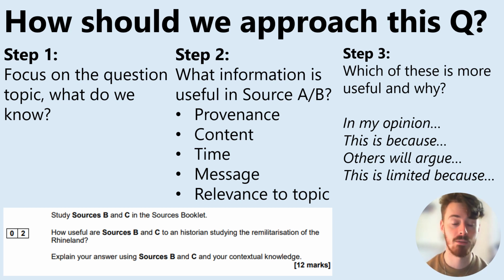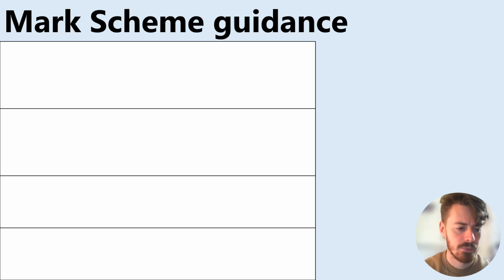The structure for this question should be a paragraph on B, a paragraph on C, and a concluding judgment paragraph that says this exact format I've just shown you for step 3. These steps make sure you talk about and think about the right things to get this answer and get these 12 marks. Now, what exactly is being asked of you for 12 marks?